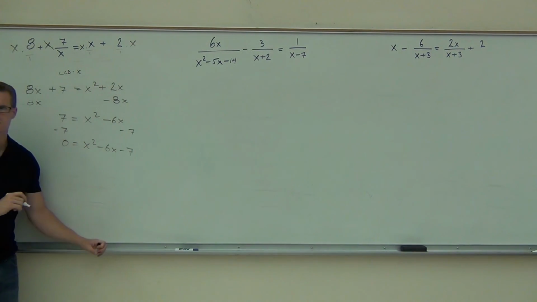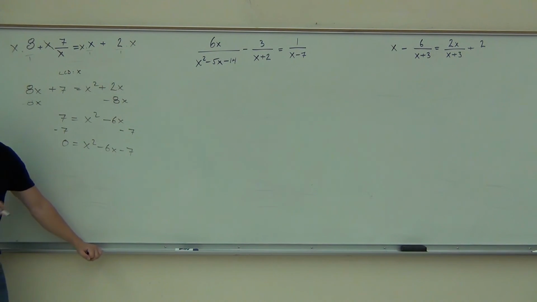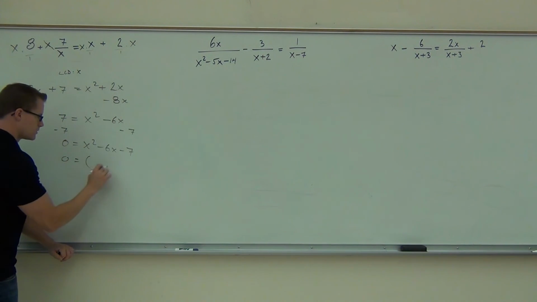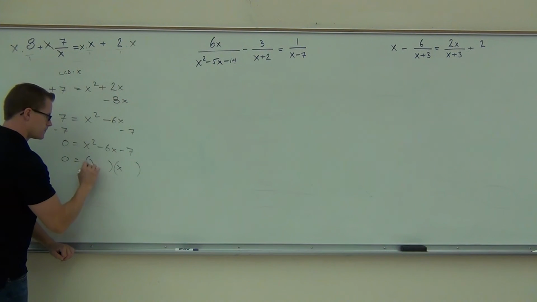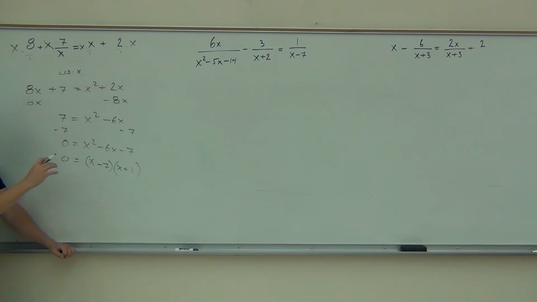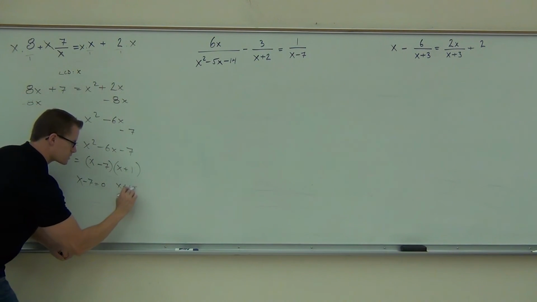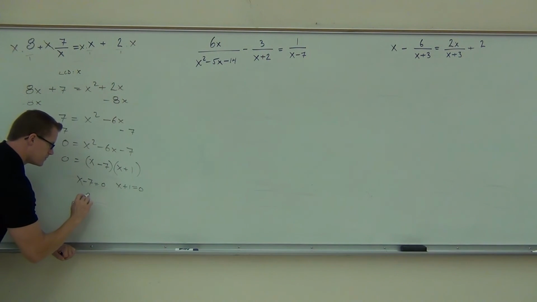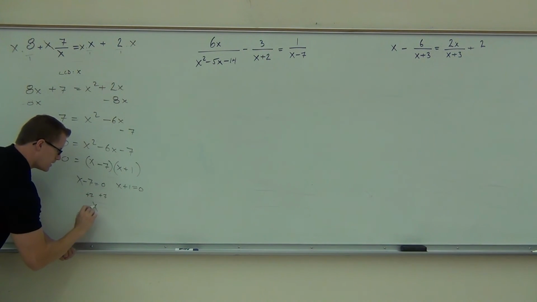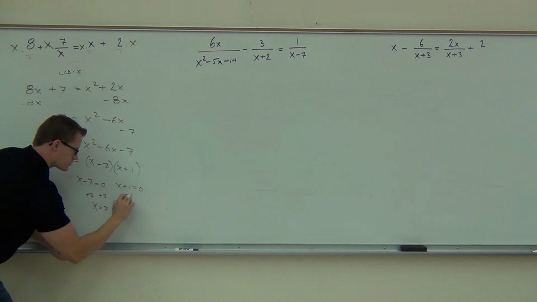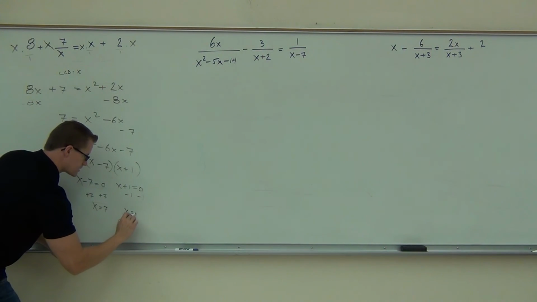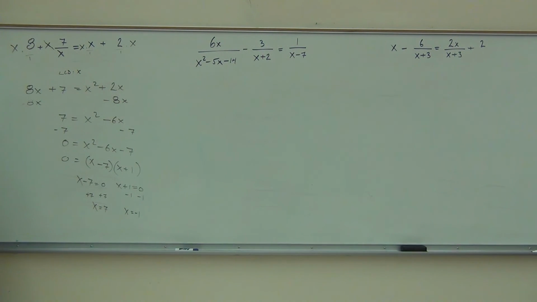You still with me on this, folks? We'll do what now? I'm thinking minus 7 plus 1. You're not quite done yet. You do have to set them each equal to 0. x minus 7 equals 0. x plus 1 equals 0. We'll add 7. x is 7. We'll subtract 1. x is negative 1.